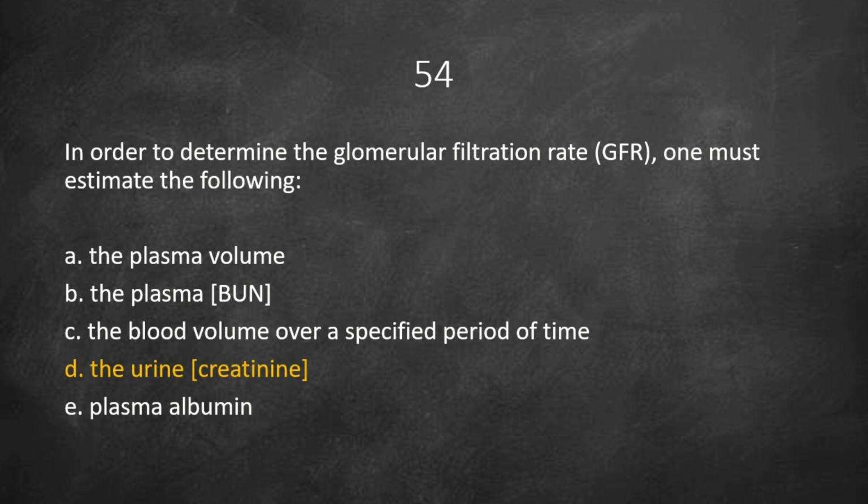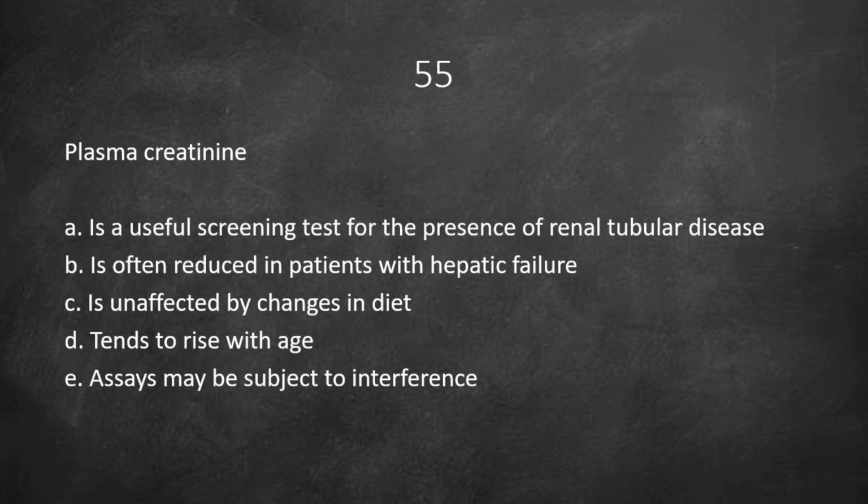Let's move to 55. 55 says that plasma creatinine: A, is a useful screening test for the presence of renal tubular disease; B, is often reduced in patients with hepatic failure; C, is unaffected by changes in diet; D, tends to rise with age; and E, assay may be subject to interference. So the correct answer here is E, assay may be subject to interference.